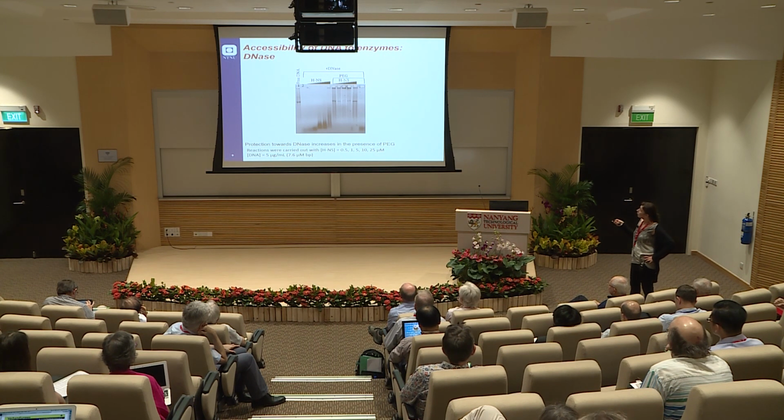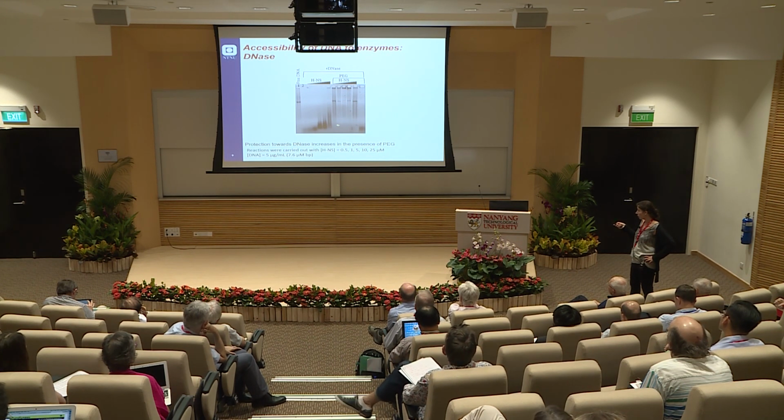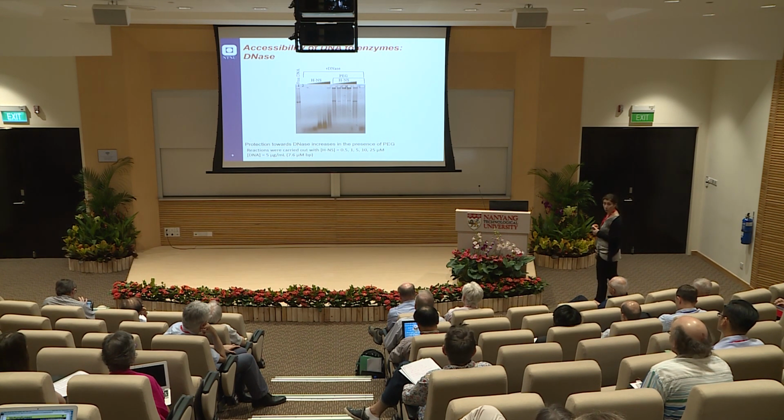On the other hand, if we now have the PEG, then we can see that there's actually some protection going on. So we don't have as many small fragments as we did in the absence of the crowding agent. And here's just a control experiment showing that in the presence of PEG, the DNase enzyme is still active.